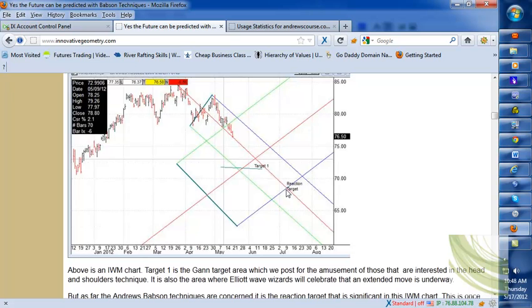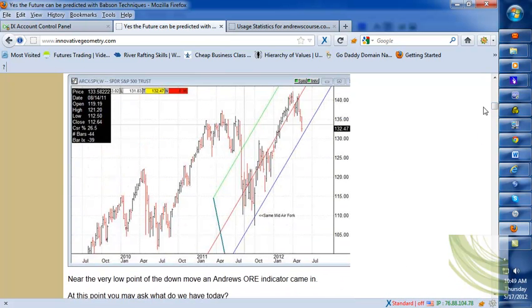And so down here we have our reaction line target. Now what we can see at this point here is that there are also other indicators coming in around the same area, which is kind of neat, and those are covered in the course. There were several things that came in right around this point here, and this was back in October 2011, and this included the ORE, reaction lines, and just a number of things.